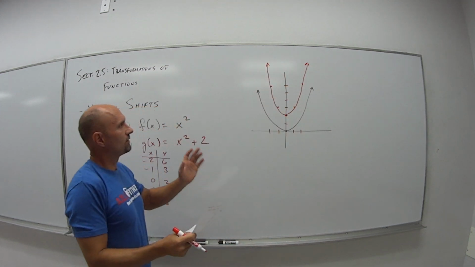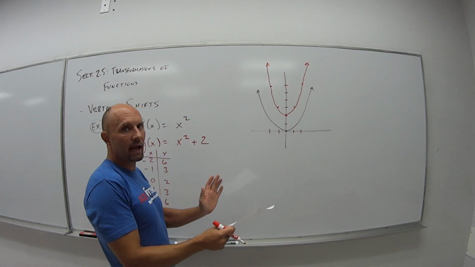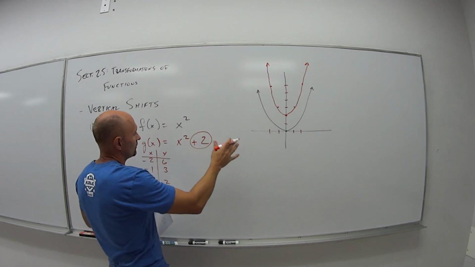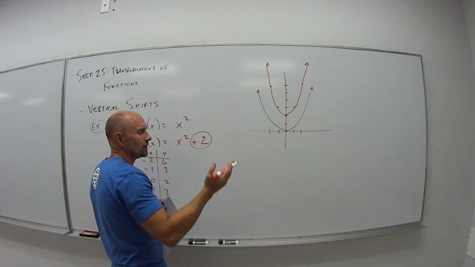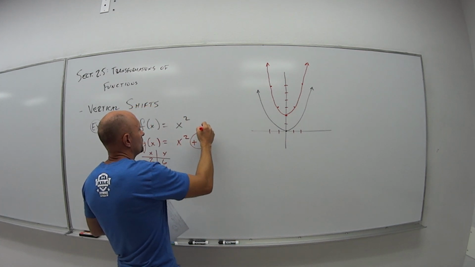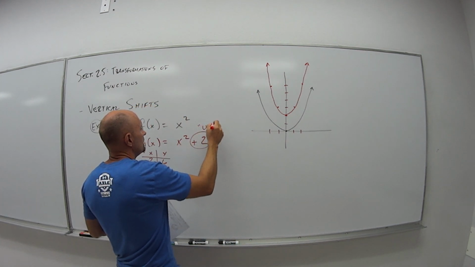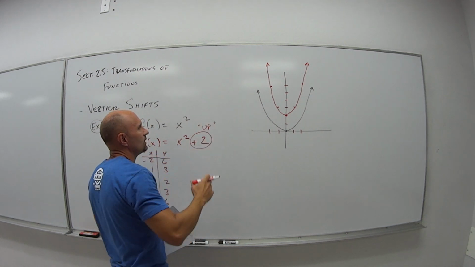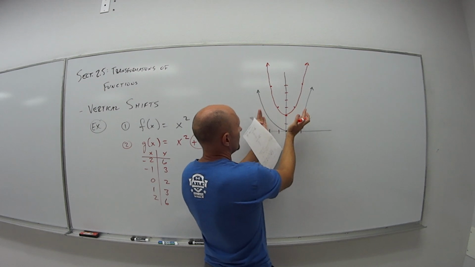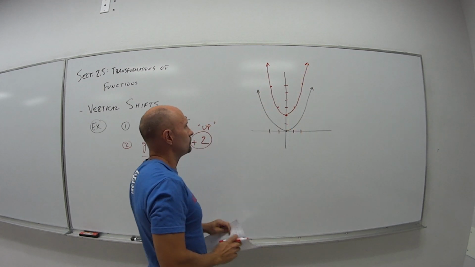So what is it? It's this same parabola, but what happened to it? Because I have this plus 2, outside of the function, and you'll see later when I talk about inside or outside, this is the vertical shift. It's moving it up 2 units. So it just took this basic curve of x squared and slid it up 2 units.